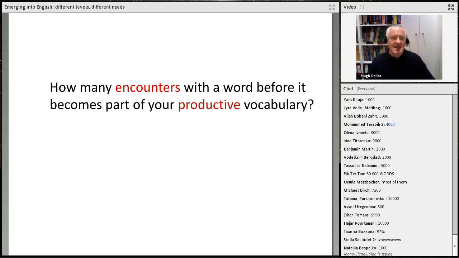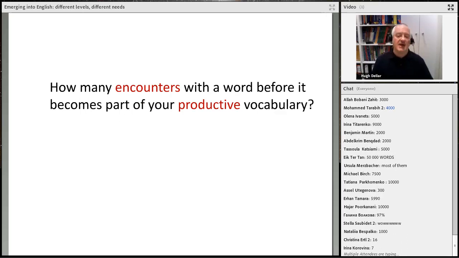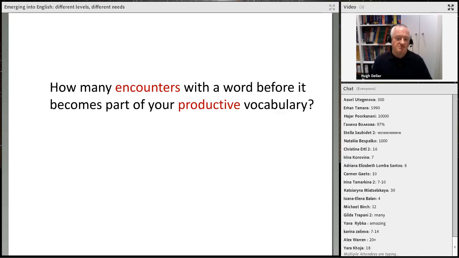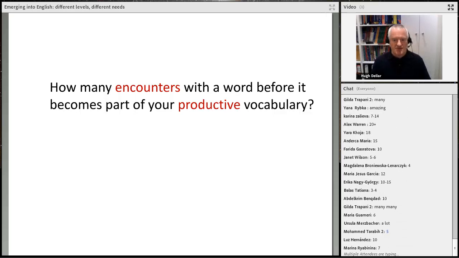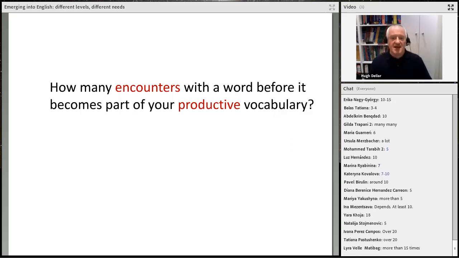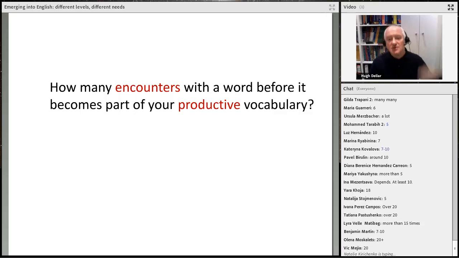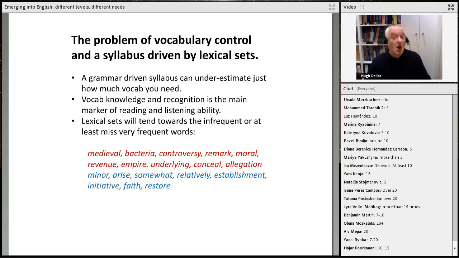How many encounters with a word do you think you need before it becomes part of your productive vocabulary? You might be aware of this from your own experience. Yeah, 7 to 10, 30, I know the feeling. Most of you are going for the 7 to 10. Obviously it does depend, but I would say a minimum of 7. And for many of us, we've all had that experience of things we've encountered 10, 15, 20, 30 times that still don't yet become productive for us. But the basic answer is a lot.